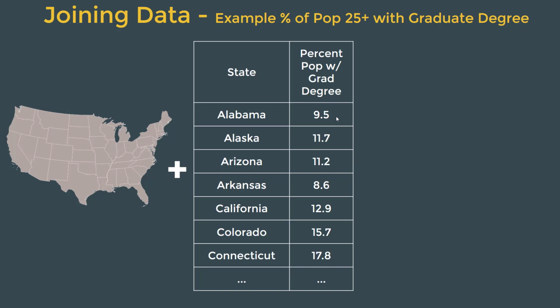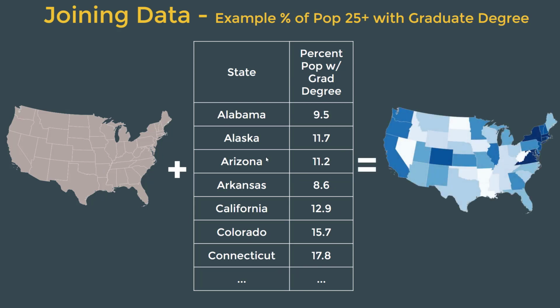In this example, we're looking at the percent of the state's population that has a graduate degree. And we can see Alaska, Arizona, Arkansas. So if we were to come in and map Alabama's percent with grad degree, we don't have the ability to do that with this data alone. We need to add in information from this table so that we can then map this information.